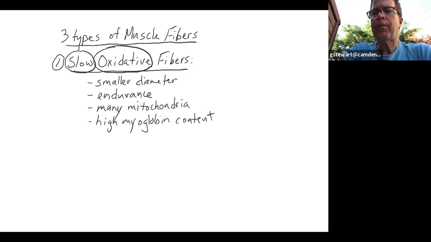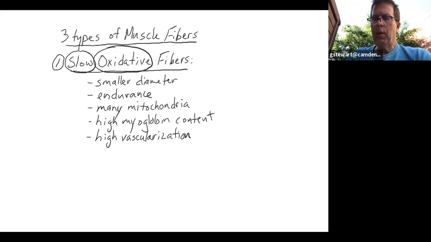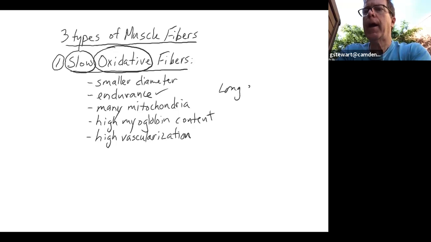They have a rich blood supply, so I'm going to write they're high vascularization. All right, and I'm just going to say they are used for, I already said they're used for endurance, so they're long activities, like running a marathon or swimming for miles, and they use oxygen.